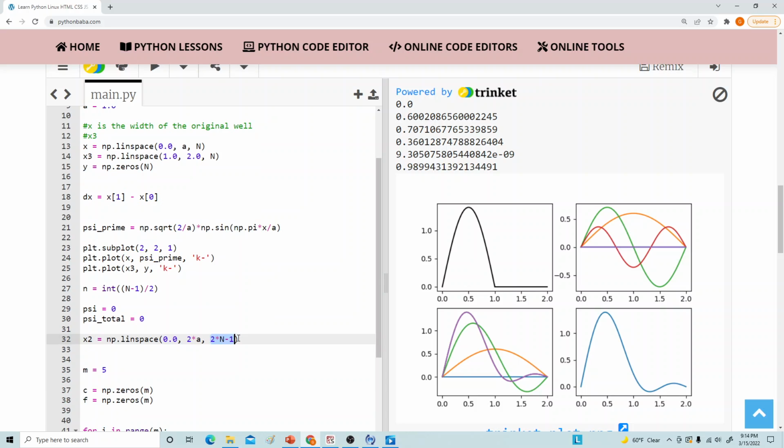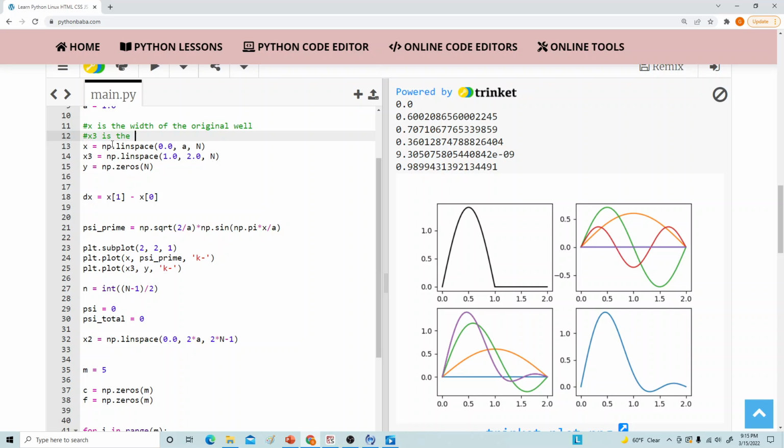points, because I want the interval of my increments for each point to be the same as for my original array in the original well. That's why this is here, but we'll explain that in just a minute. This actually goes into the integration. This is the interval used for this plot and this plot and this plot. And I'd already labeled it x2.